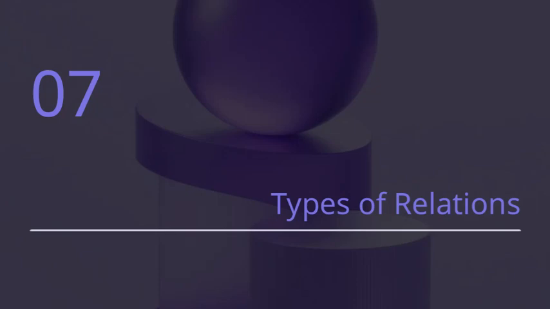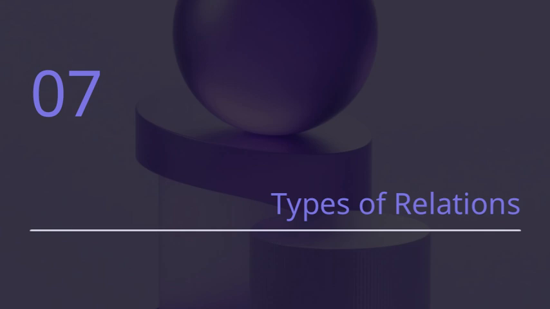Let's take a closer look at the different types of relations. When we talk about relations, we're essentially exploring how various data elements connect or interact with each other. There are several key types to understand, each playing a crucial role in organizing and making sense of data. First, we have one-to-one relations, where a single element in one set is related to a single element in another set. This is straightforward and often used for unique pairings.